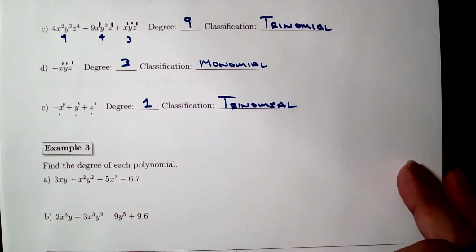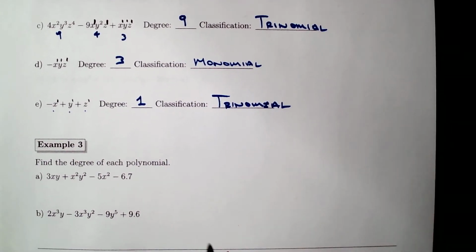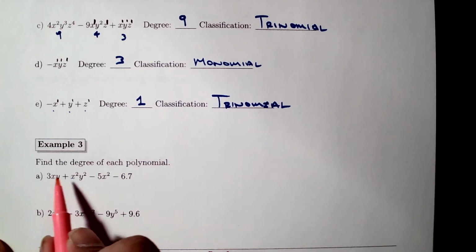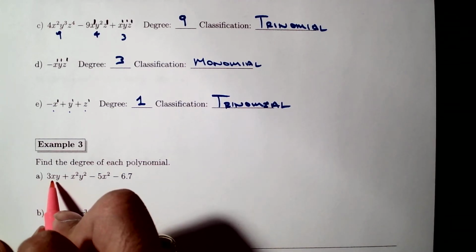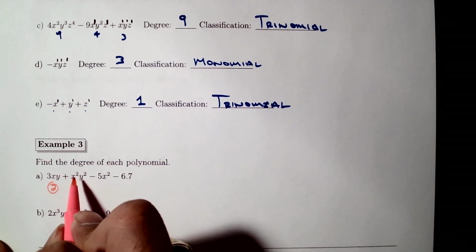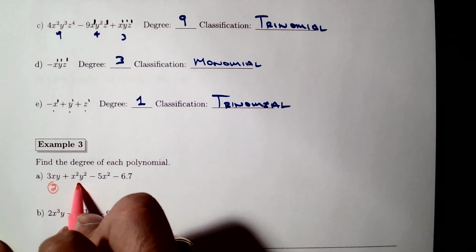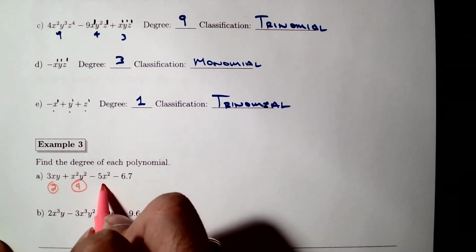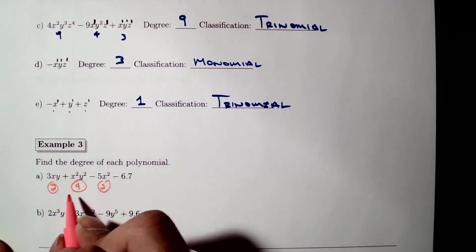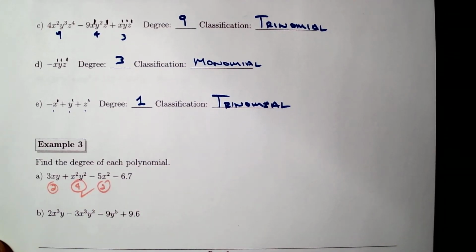All right, let's keep practicing on this. Let's find the degree of each of these polynomials. Number 1, let's write the degree. We're not going to name them whether they are binomial, trinomial, etc. We just find the degree. So xy, this is degree 2. x squared y squared, we add 2 plus 2. This is degree 4. And this is degree 2. And this is just a constant term. It's degree 0, if you will. So the largest wins. So this is degree 4.